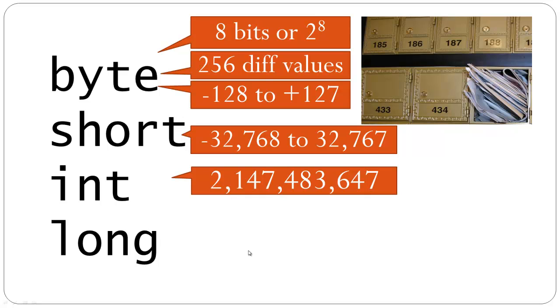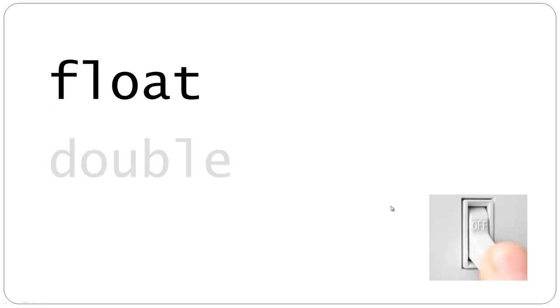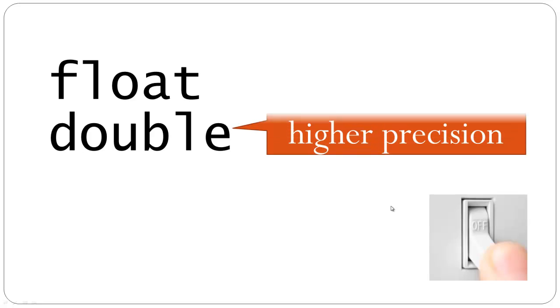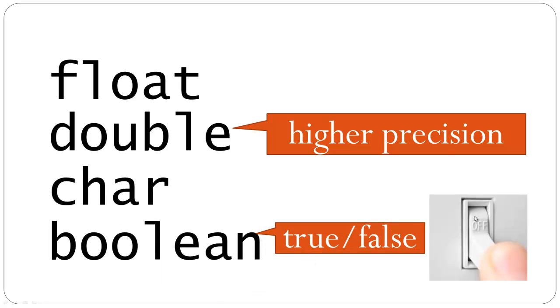long can hold much larger numbers. As you can see, it has a lot of digits to it. float and double can hold decimal numbers like price, which has dollars and cents, like $1.50. double can hold numbers that require higher precision. boolean can hold true or false. An analogy for boolean would be a light switch which can have off or on position.